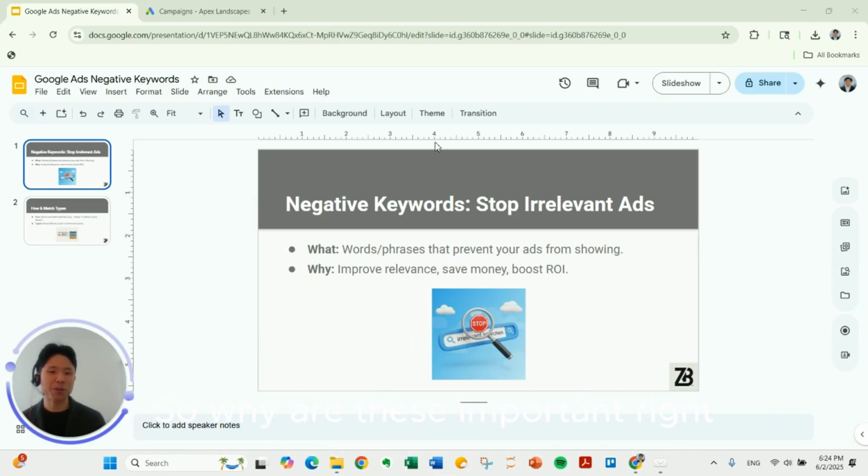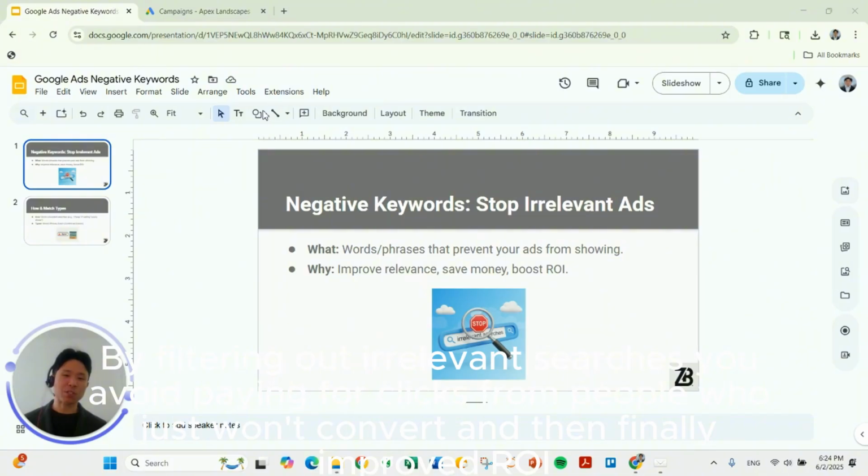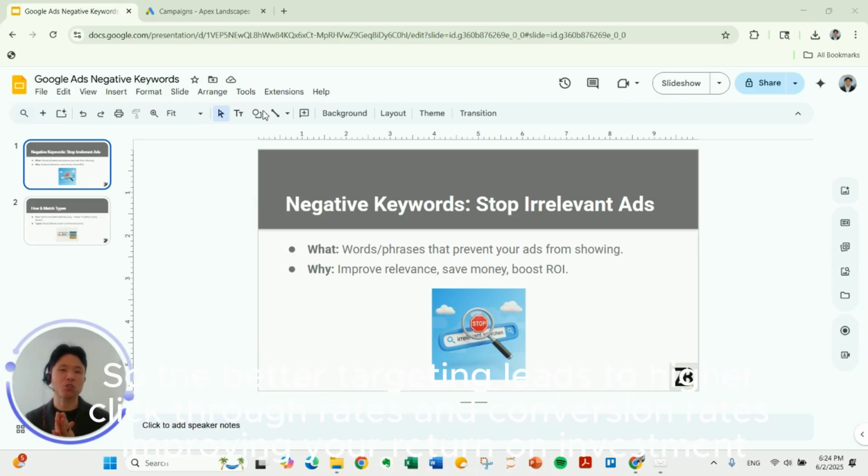So why are these important? The first reason is relevance. They ensure ads are shown to the right people, those most likely to be interested in your products or services. Two, cost savings. By filtering out irrelevant searches, you avoid paying for clicks from people who just won't convert. And then finally, improved ROI. So the better targeting leads to higher click-through rates and conversion rates, improving your return on investment.